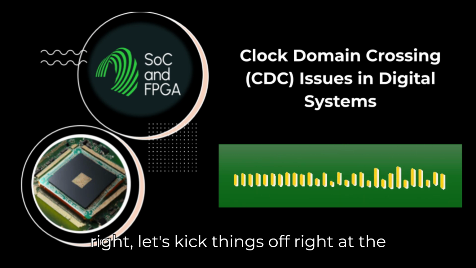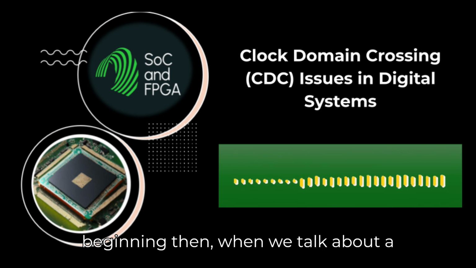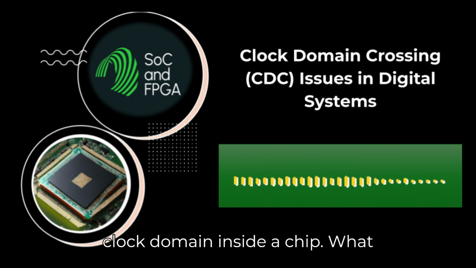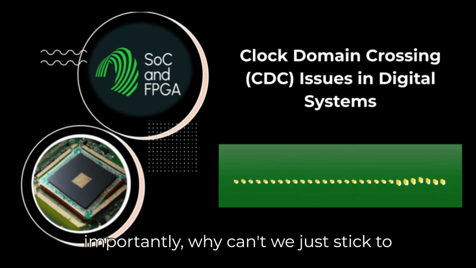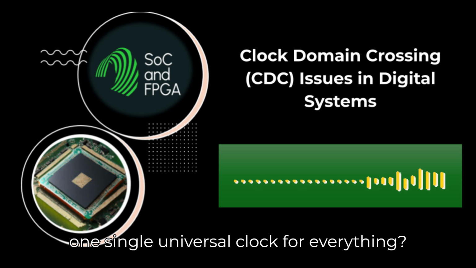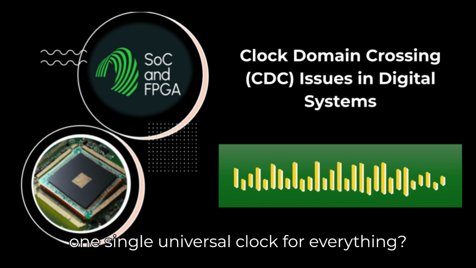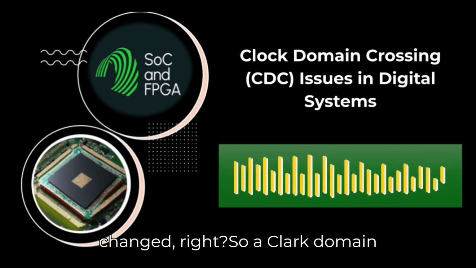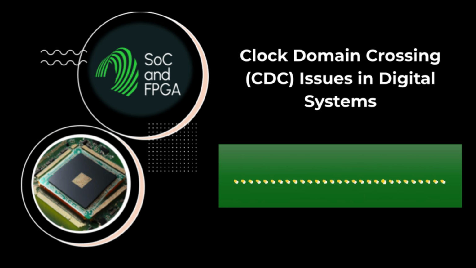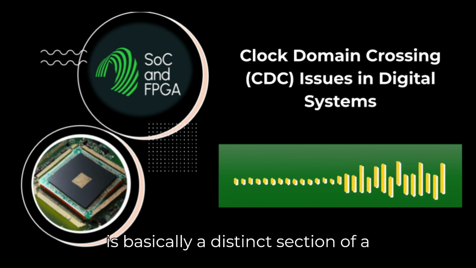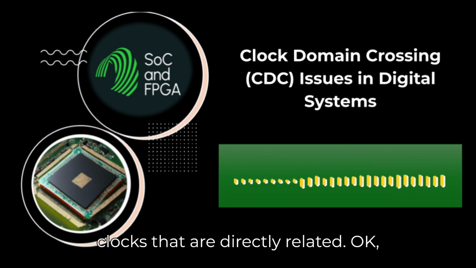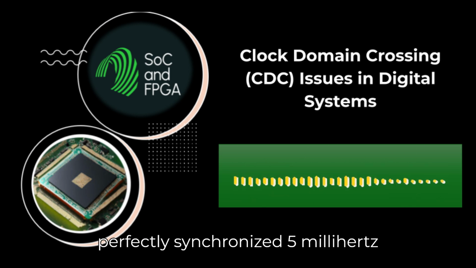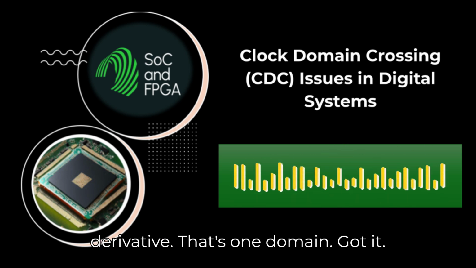All right, let's kick things off right at the beginning then. When we talk about a clock domain inside a chip, what exactly are we defining? And maybe more importantly, why can't we just stick to one single universal clock for everything? Like, in the old days, what changed? Right. So a clock domain is basically a distinct section of a digital design that operates under the control of a single clock, or sometimes clocks that are directly related. Okay. Like, say, a 10 MHz clock and its perfectly synchronized 5 MHz derivative. That's one domain. Got it.